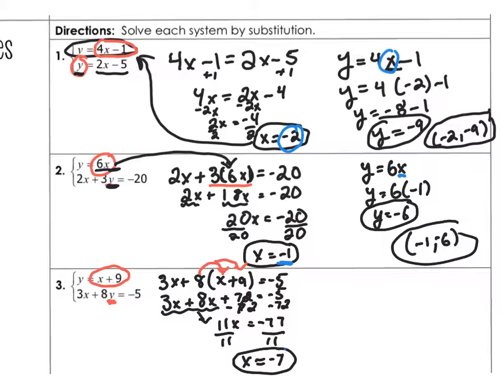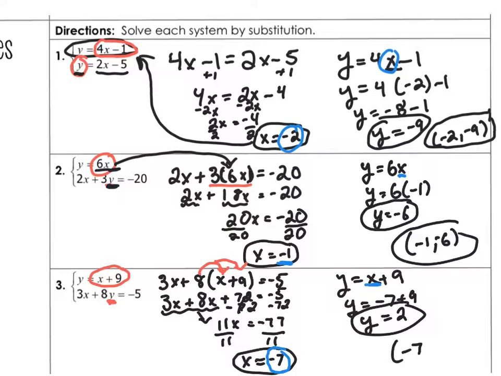Now, substitute in negative 7 into our first equation. All right, so y equals x plus 9. All right, put in that negative 7 right here. Y equals negative 7 plus 9. Therefore, y is equal to positive 2. So we get negative 7, positive 2.